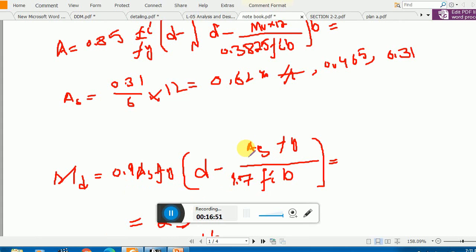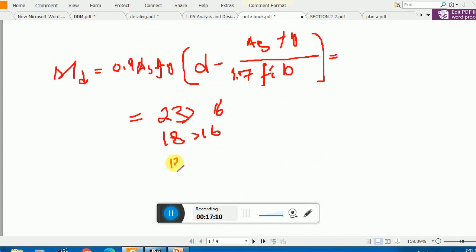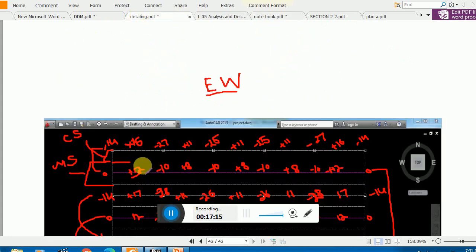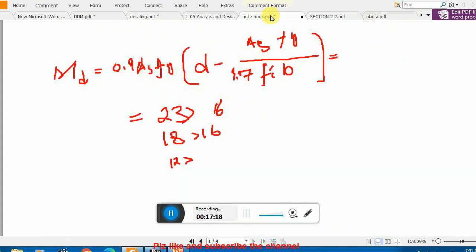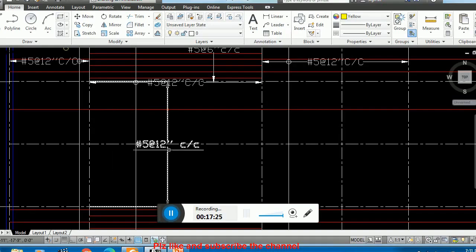Last time I plugged 0.46. Now this time 0.31. Okay, I got 146 divided by 12, I got 12.23, and I already explained. Now this time I got 12, so 12 is more than the positive reinforcement required. Here you see, I got 12.23, so almost close, you can say 12.3, and I basically need 12, so we are almost close. That's why I'm using number 5 at the rate of 12 in center to center.